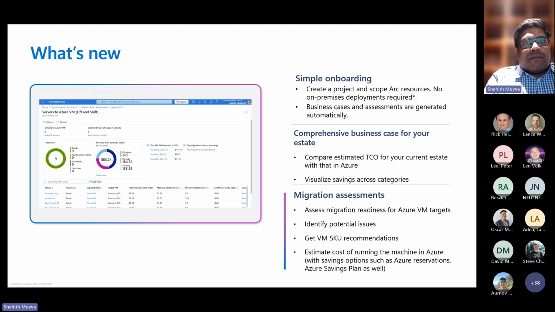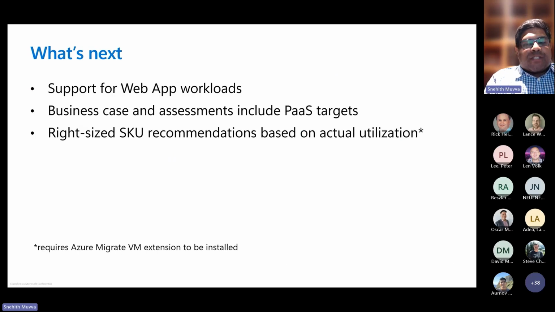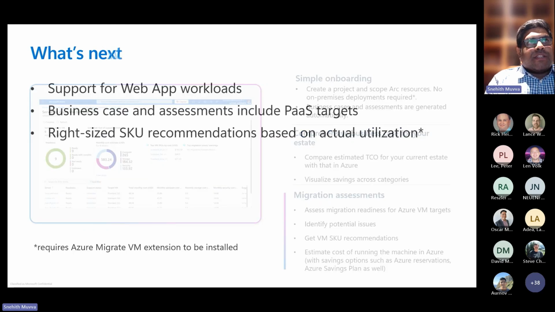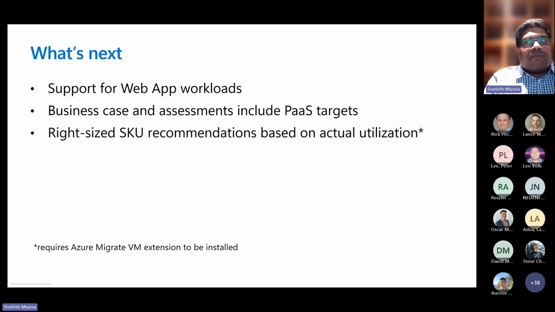These migration assessments will assess the readiness initially for Azure VM targets. They'll identify potential issues and give you VM SKU recommendations, and then also show you an estimated cost of running those machines in Azure, with savings options such as reservations and savings plans, all of that included too. So this is what is available in the first version of the preview. The next version of the preview, which will follow after that, will extend the support for more things.